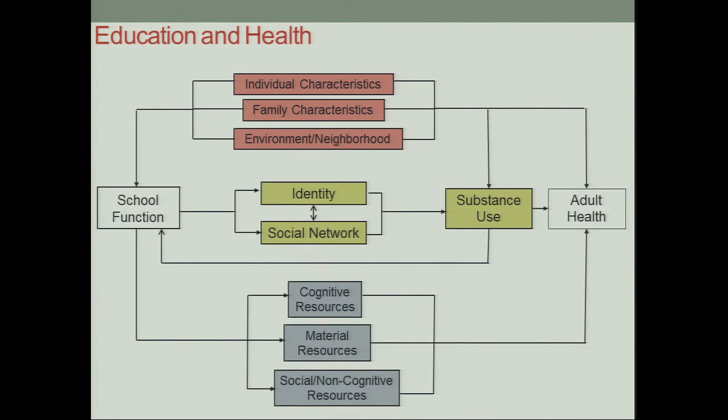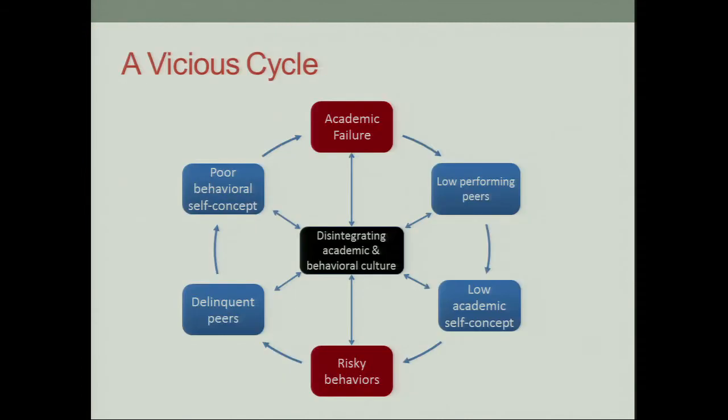So although I've been using this linear model to go through these relationships, actually social networks are almost like an engine of a school environment that can drive academic and health behaviors in this downward spiral. Kids with poor school function are grouped with similar students in remedial classes, and that reinforces low academic and behavioral self-concept, and it also produces an environment where risky health behaviors are highly valued and school engagement is not.